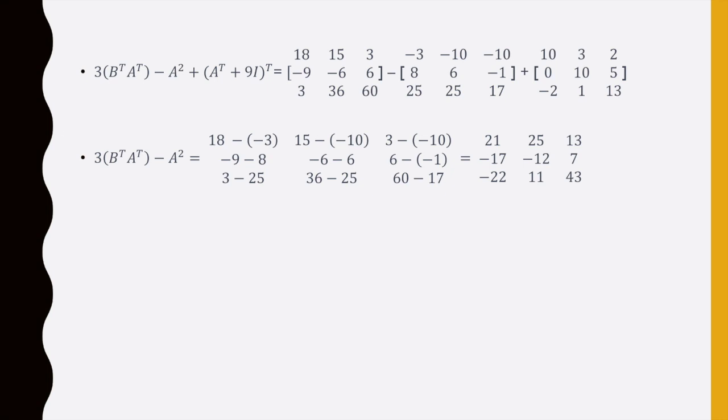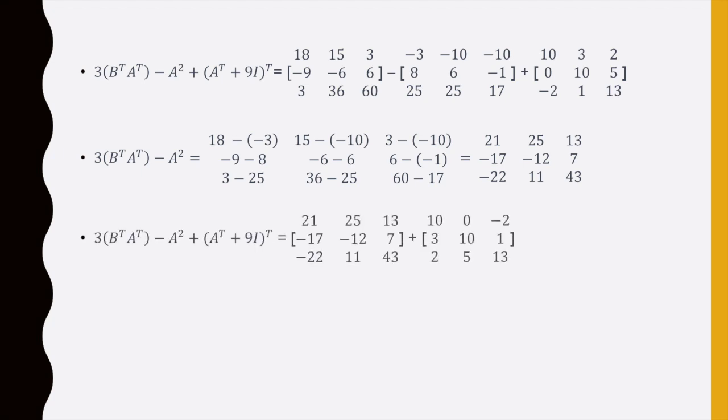Now that we got the difference of the two matrices, let's proceed to the final part of the problem. Let us now get the sum to get the final answer. Adding both of the last matrices needed for the problem, the final answer is 21, 25, 13, negative 17, negative 12, 8, negative 22, 11, and 56.